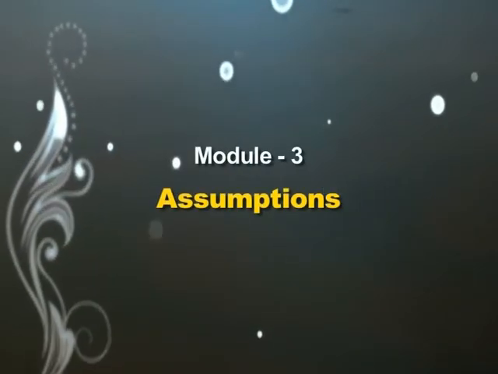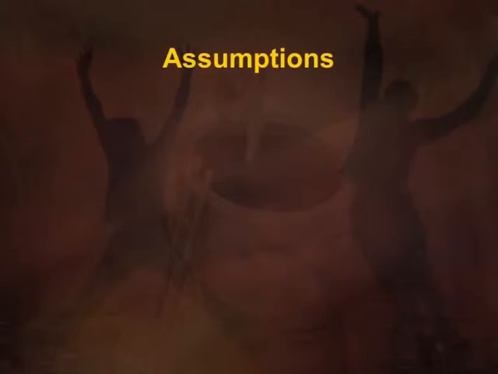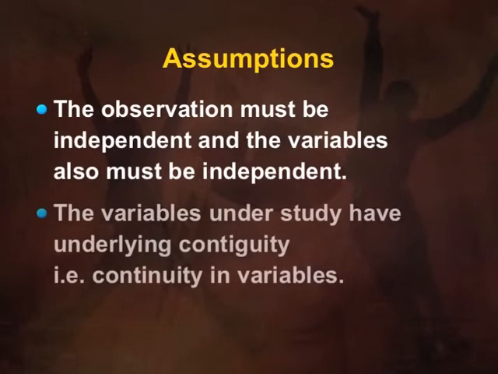The chi-square is not a measure of the degree of relationship, but it is merely used to estimate the likelihood that some factor other than chance accounts for the apparent relationship. The chi-square makes certain assumptions. The first assumption that chi-square makes is the observation must be independent and the variables also must be independent. The variables under study have underlying contiguity, which means continuity in variables.